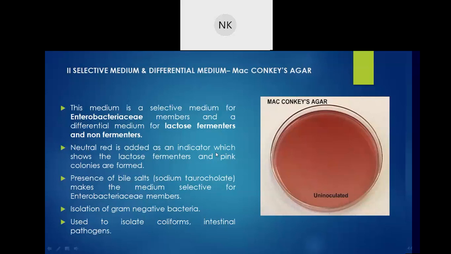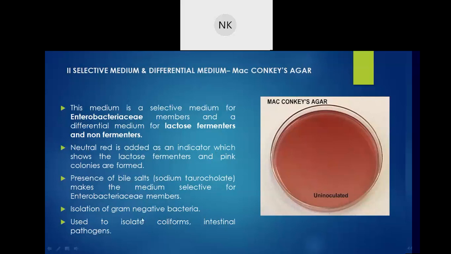Now next, coming to the other one, that is bile salts. The presence of the bile salts will make the medium selective for Enterobacteriaceae members. Because of the presence of the bile salts, and crystal violet is also added, most of the gram positive bacteria will be inhibited, and only gram negative bacteria are allowed, because coliforms are generally gram negative organisms. So the presence of bile salts, that is sodium taurocholate, makes the medium selective only for gram negative bacteria and inhibits gram positive bacteria.